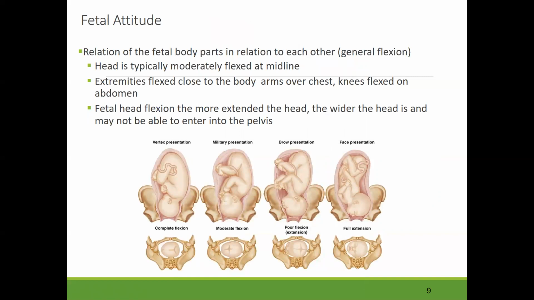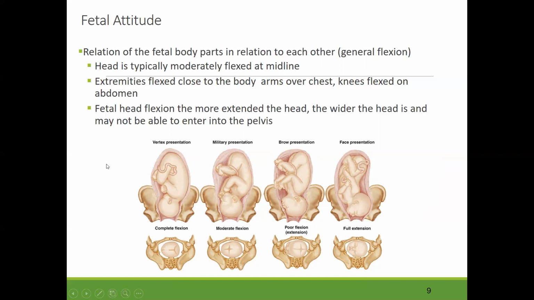All right, so fetal attitude, and no, I don't mean that they're sassing back at you. That's not what I mean. Fetal attitude is the relation of the fetal body parts in relation to each other. So like a general flexion. Babies usually squeeze up and curl up in a ball as they're in the uterus, and then they start descending and coming down into the pelvis. The head is typically moderately flexed at midline. So it's usually pretty moderately flexed in towards the chest, like chin to chest.